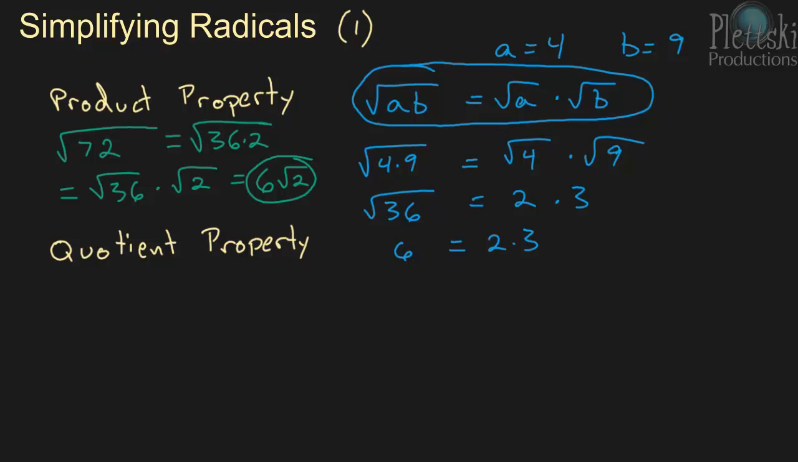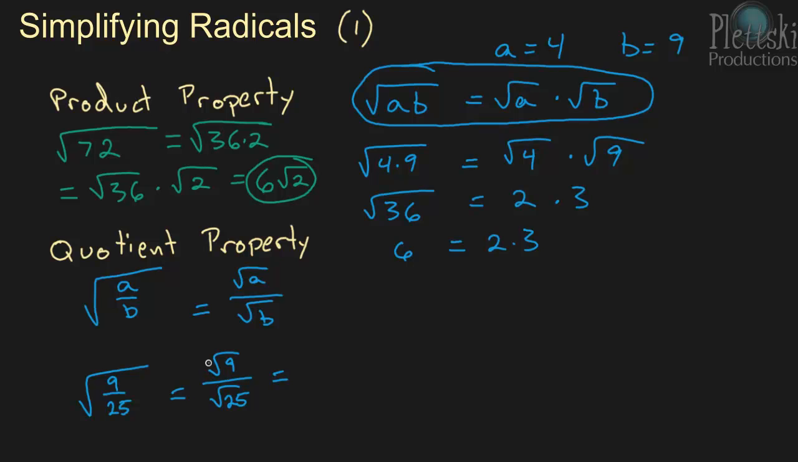Now, the next property, the quotient property, says that if you have the square root of a over b, that's the same thing as the square root of a over the square root of b. So the square root of a divided by b is the same thing as the square root of a divided by the square root of b. This is useful too. If you had the square root of 9 over 25, that's going to be equal to the square root of 9 over the square root of 25.